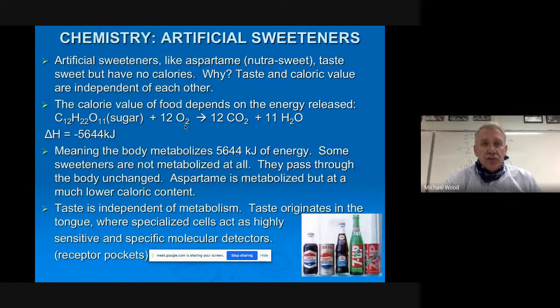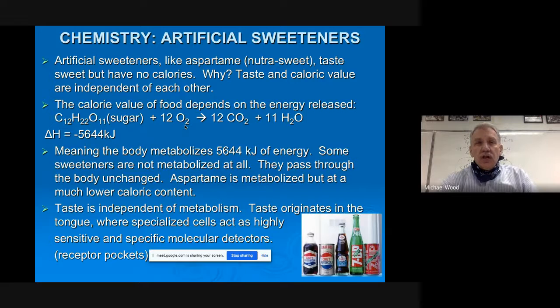Here's just another one of these for-your-information things. I'm the Diet Coke guy. It says chemistry and artificial sweeteners. Artificial sweeteners like aspartame, which is in diet sodas, NutraSweet, taste sweet but have no calories. Why? Taste and caloric value are independent of each other. The calorie value of food depends on the energy released. And so there's a reaction, it's very exothermic. So there's the combustion of sugar, meaning the body metabolizes 5,644 kilojoules of energy.